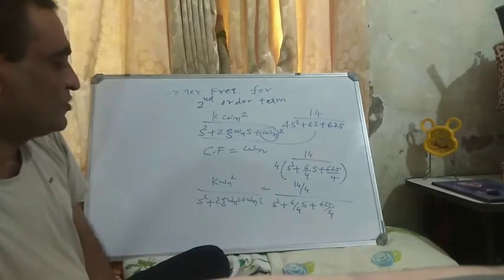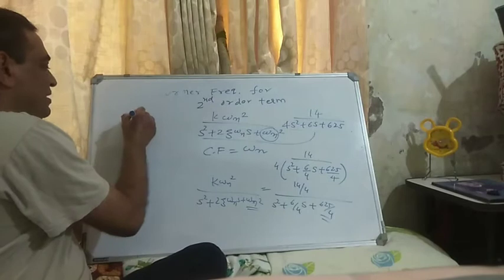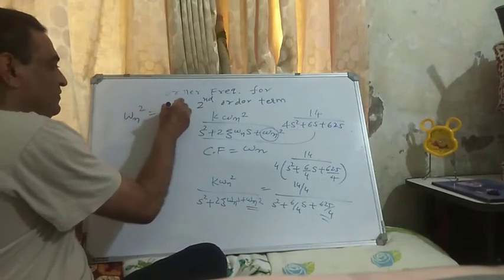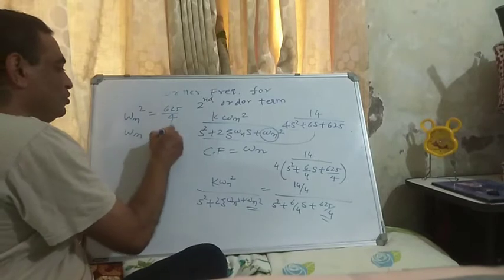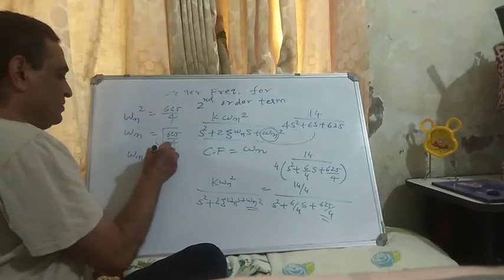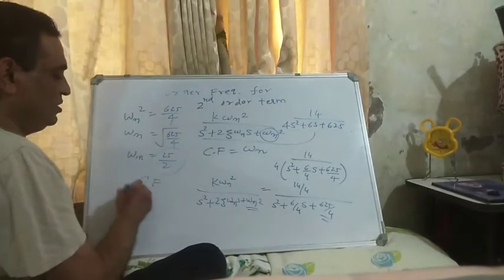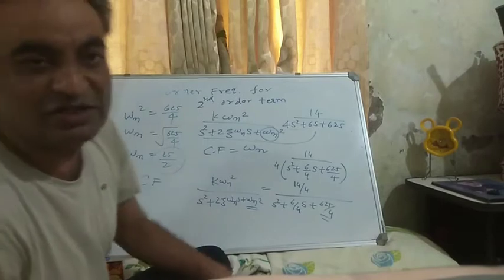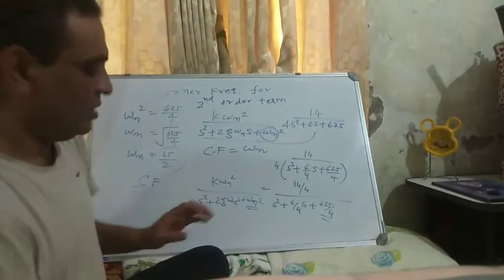So what is omega n square? Omega n square is 625 by 4. So omega n is nothing but the root of this, and therefore omega n is 25 by 2. So this is the corner frequency for a second order term. Omega n is the corner frequency for a second order term.